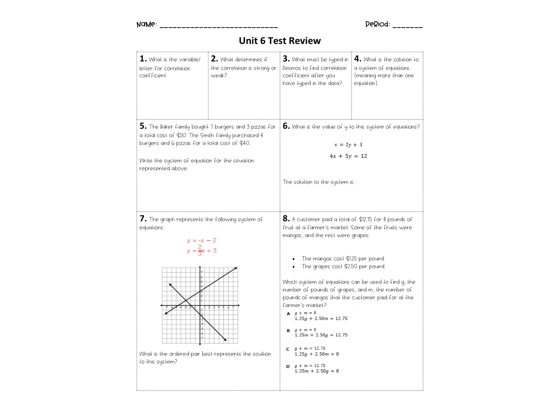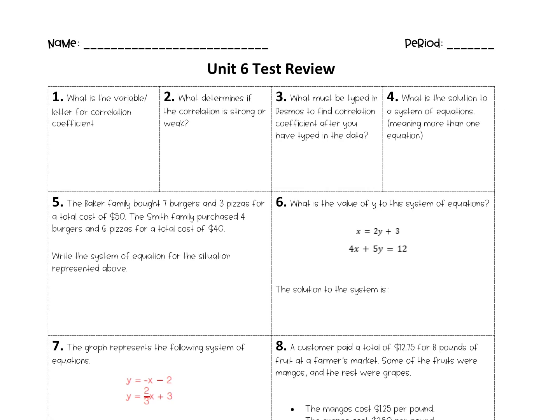Okay, so let's go over this review to prepare for our test. So let's do the ones up top. What variable is the letter for correlation coefficient? The letter is R. Make sure you note it's not R squared. You want to use R.